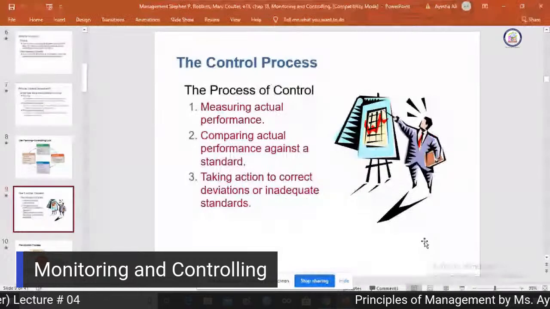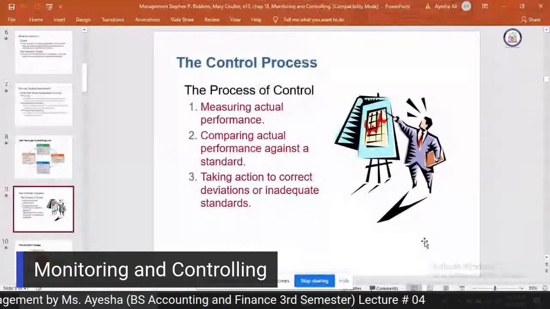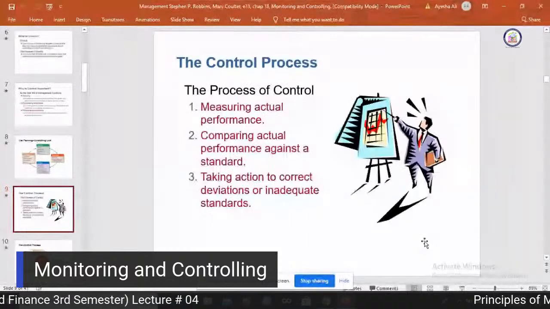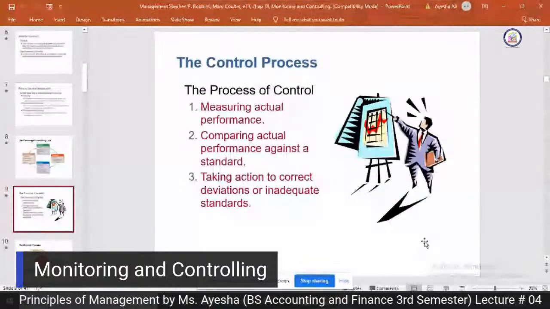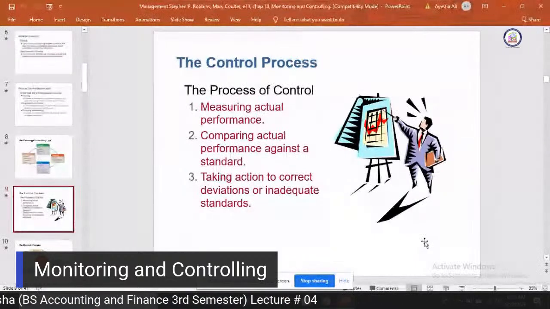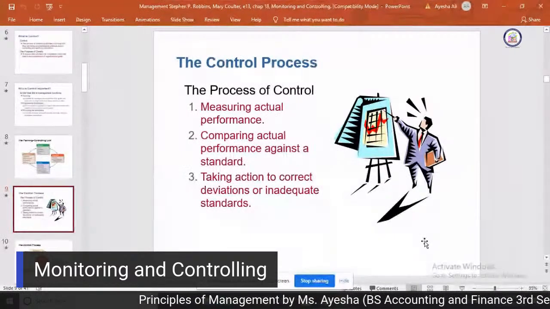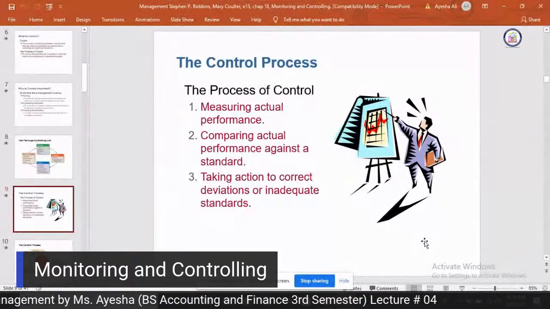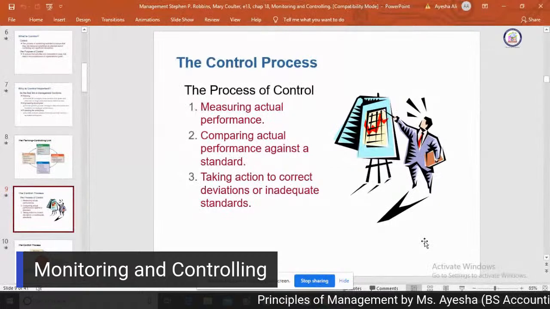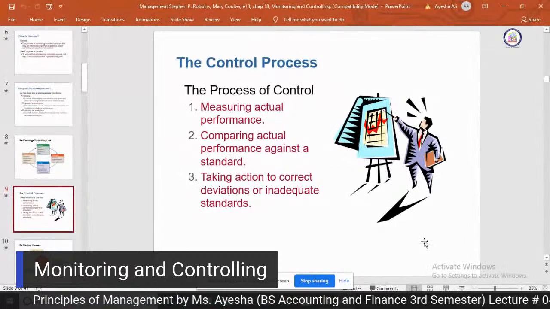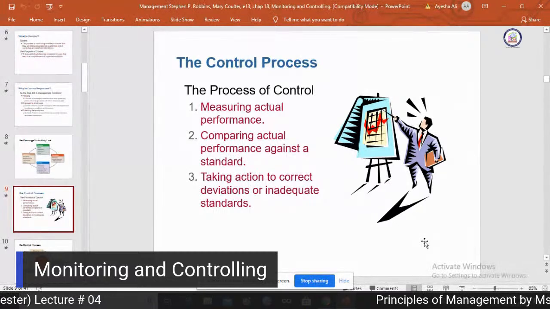The first one is measuring the actual performance. First we evaluate the present and current performance of the team and group, and after it we compare the actual performance against the benchmark. Then we compare what the variation, the difference, the deviation is between the actual performance and the standard performance. As I told you in the previous slide, if the deviation is significant, we take managerial action. And if the deviation is insignificant, we do nothing and move on to the next process.